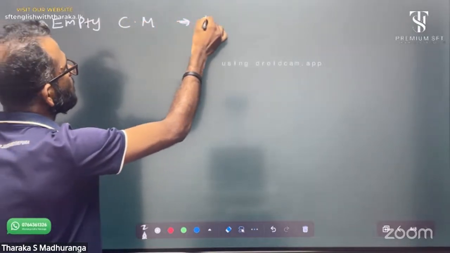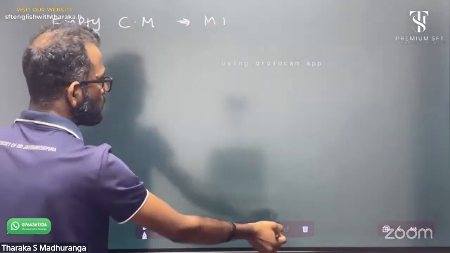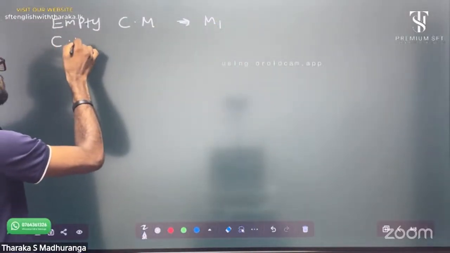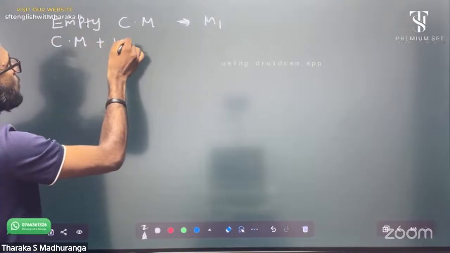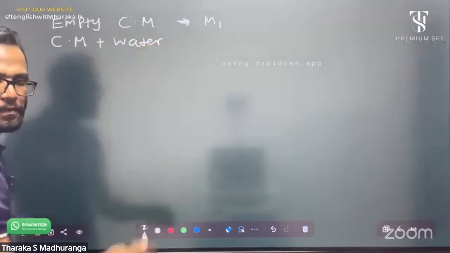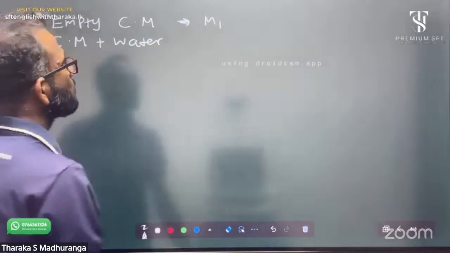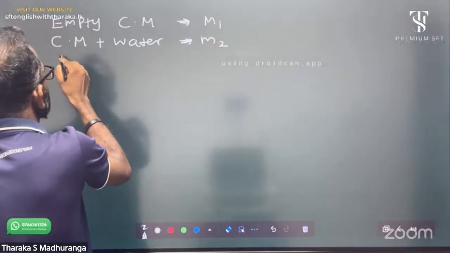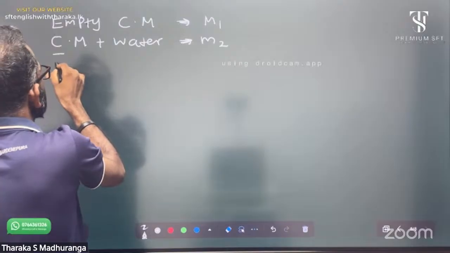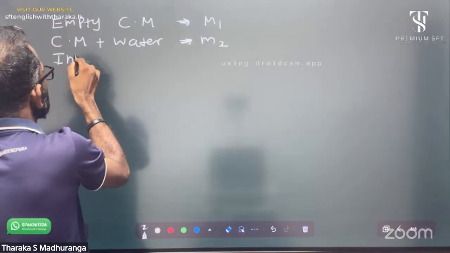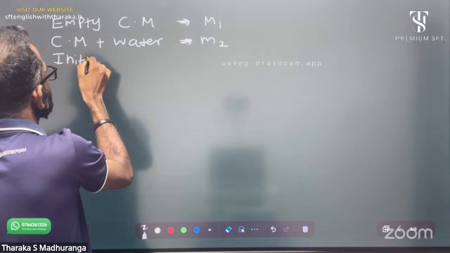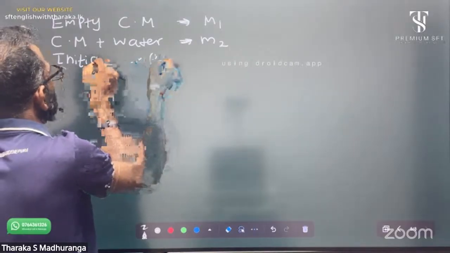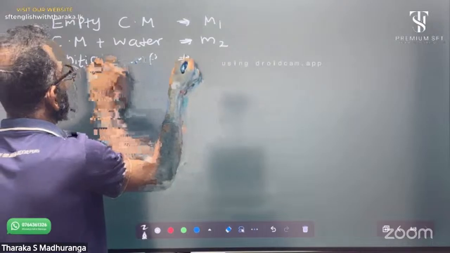It is M1. Then calorimeter plus water mass, it is M2. Initial temperature, theta 1.